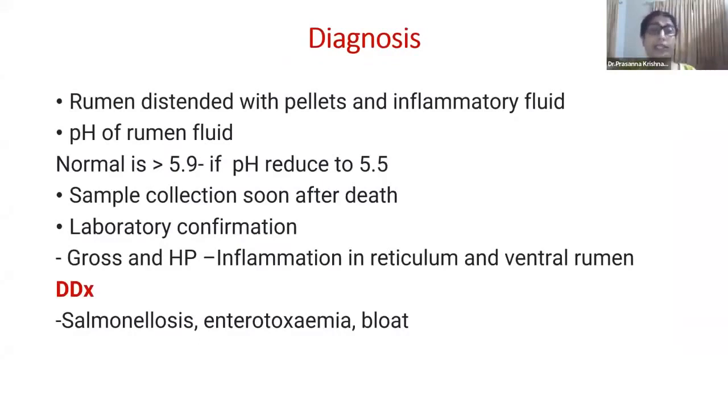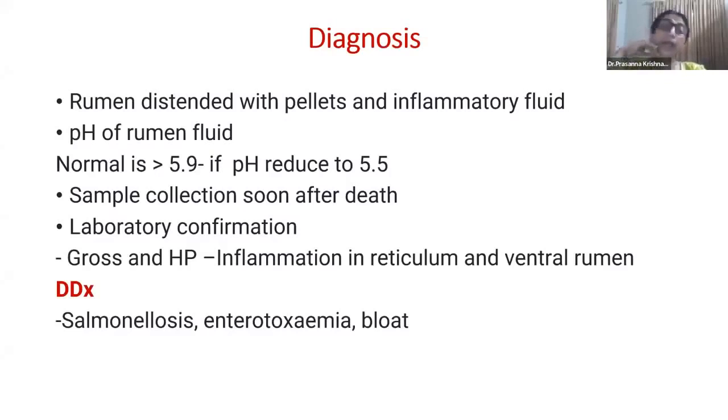The rumen will be distended with the pellets and inflammatory fluid. That appearance itself will give you some information regarding the condition of the animal. And we can very well check the pH of the rumen fluid. We know that when it is reduced to below 5.5, we need to be careful, because it's a sign of acidosis. If the animal dies, we can collect the materials, especially the rumen liquor, for pH testing.